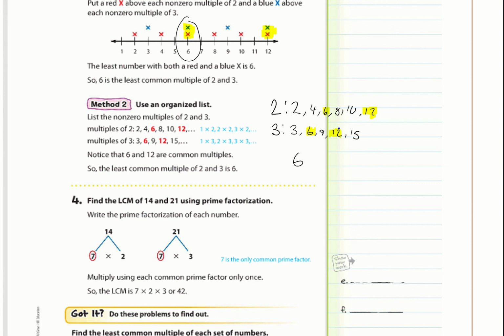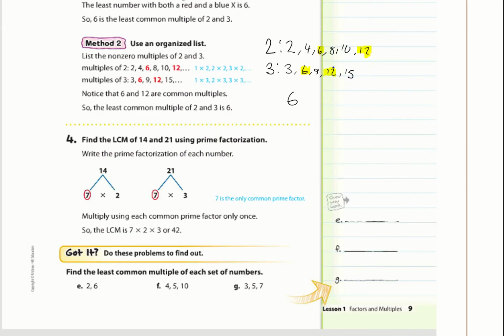Example 4. Find the LCM of 14 and 21 using prime factorization. So just like before, they have the prime factorizations of 7 and 2. The main difference between this, I'm actually going to write them down. I'm going to write them down for us. So 14 equals 2 times 7. 21 equals 3 times 7. Here's the main difference.